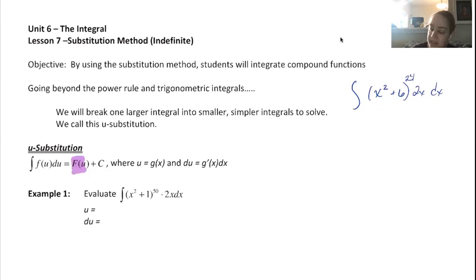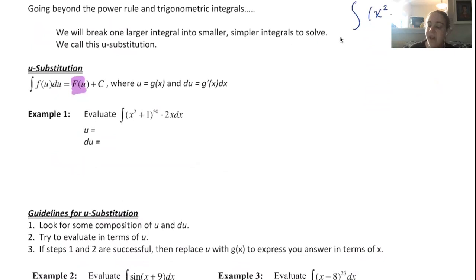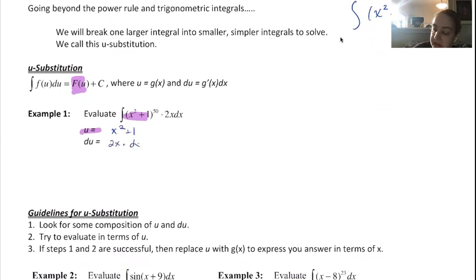So example 1, let's jump right in here. Evaluate the integral of x squared plus 1 to the 50th power times 2x dx. So u is the inside. Let's go back to highlighting. This is u, just like with the chain rule. So x squared plus 1 is u. Du is the derivative of that, which is 2x. I want you to follow that up with a dx.